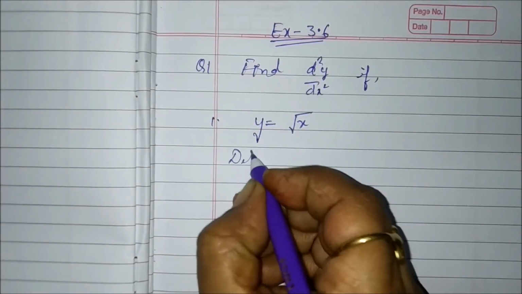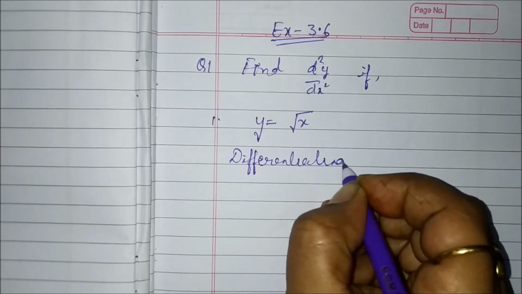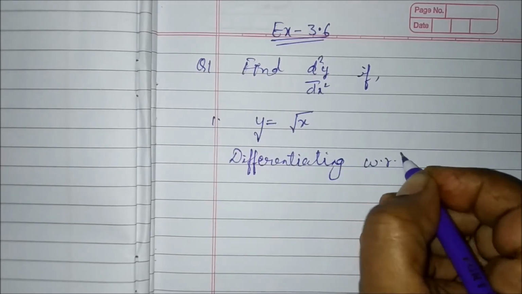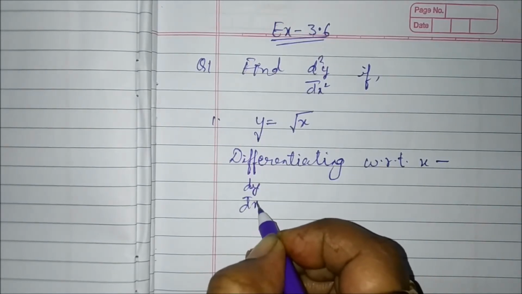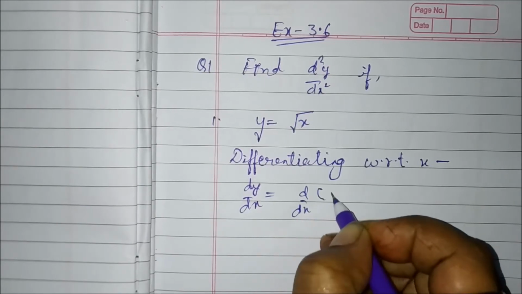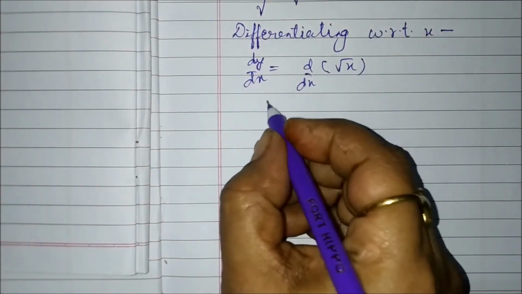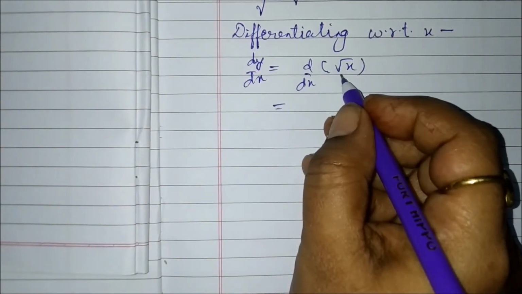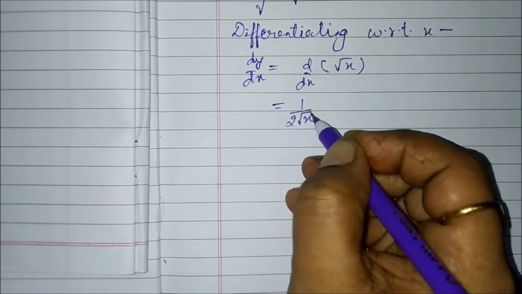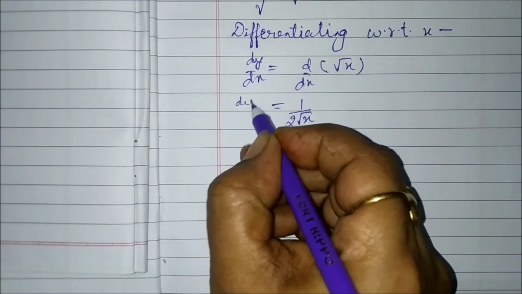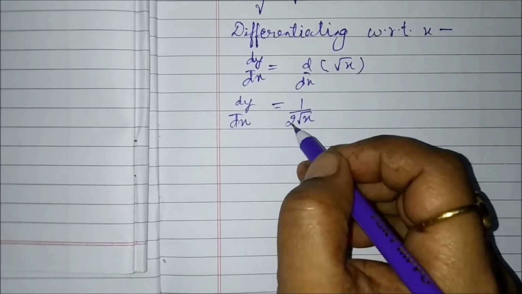So we write, differentiating with respect to x, we get dy by dx equals d by dx of root x. d by dx of root x is 1 upon 2 root x. Clear? It is dy by dx. This is by the formula: derivative of root x is 1 upon 2 root x.